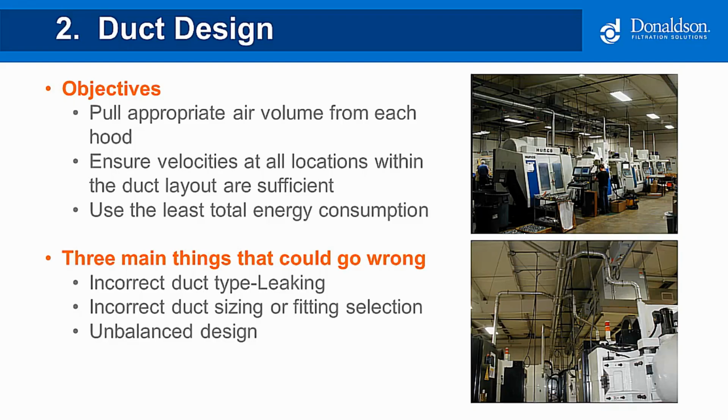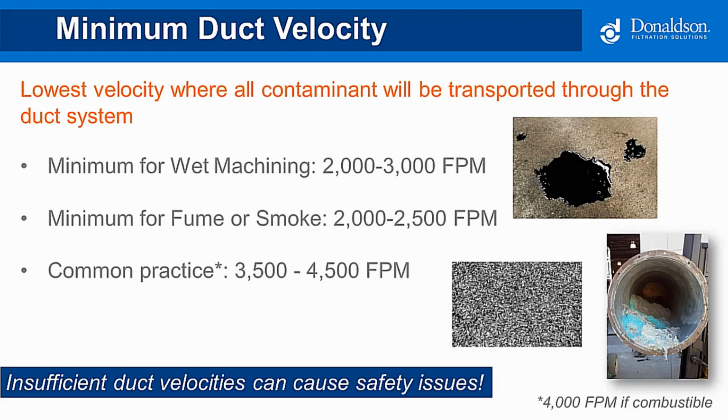Some of the most common mistakes I see in duct design is either the wrong type of duct being used, especially in mist collection applications, the wrong diameter ducts being used, or the system wasn't balanced and you have improper airflow at the particular machines. So a critical design factor in sizing your ductwork is evaluating your minimum conveying velocities, which is the lowest velocity where all contaminants stay suspended through the duct system. If you go below this velocity, mist and contaminants could settle out within the duct and cause other safety issues.